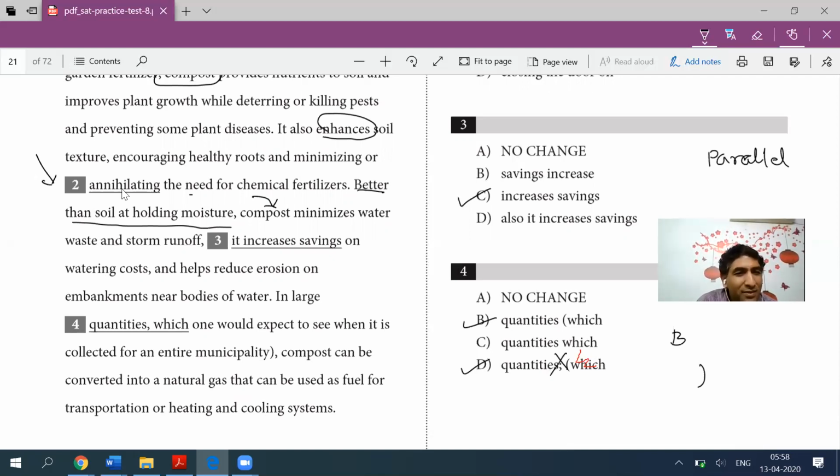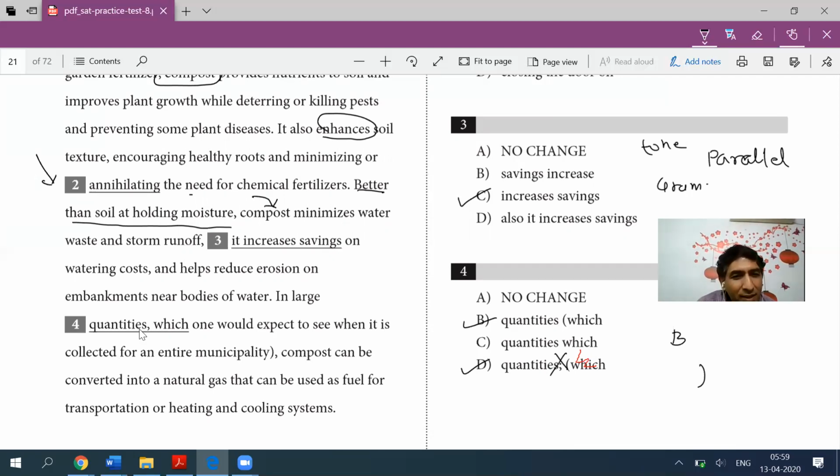I'll just go to the question for clarity. Compost minimizes water waste and storm runoff, increases savings. So it is a parallel structure, a little bit related to grammar and understanding the tone. So I'll say tone also, the way it is said. So you maintain a parallel or a consistent tone throughout the passage.